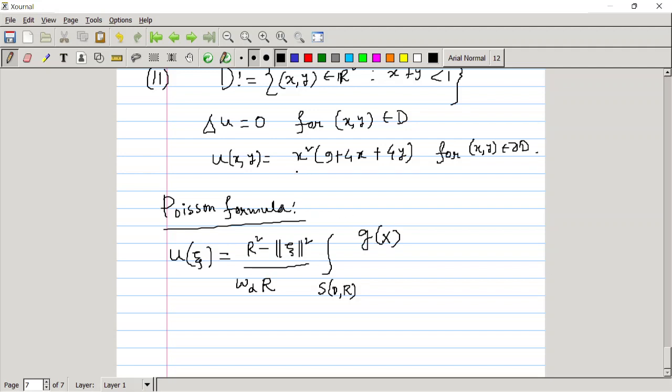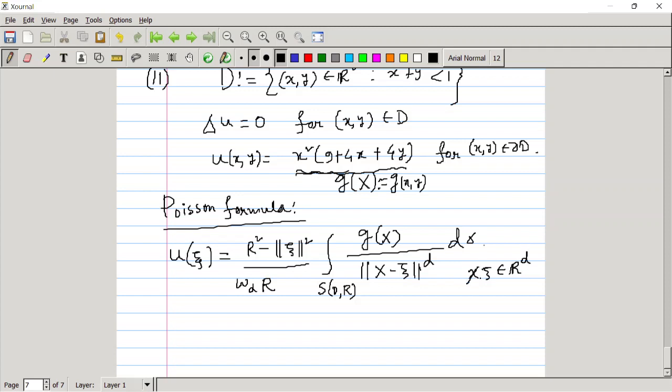G is the condition on the boundary. That is where I put this line. This is my G here. G of x, where x is (x,y), that is G of (x,y). Okay. So G divided by norm of x minus this xi whole power d, d sigma. Here d means the xi is in RD. X and xi are in RD, capital X and xi.